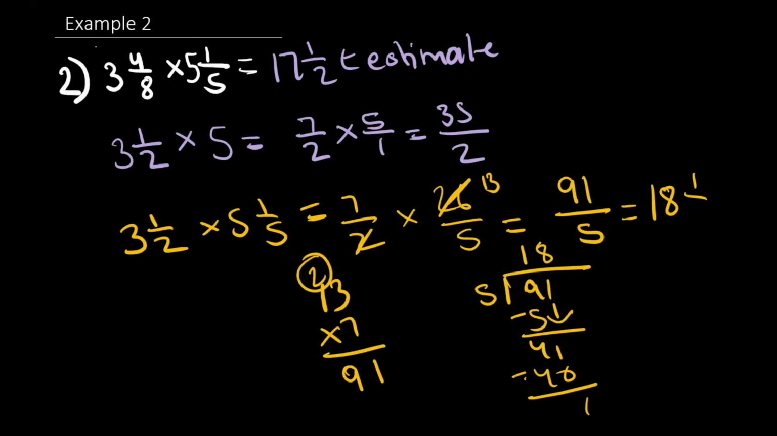So now let's see if our actual answer is close to our estimate. I see 17½ is close to 18 and 1/5, so our answer is reasonable. If we get an answer like 25 or like 1094, then our answer will not be reasonable. So it can be like 2 or 3 away, but it cannot be like 1,000 numbers away or like hundreds.